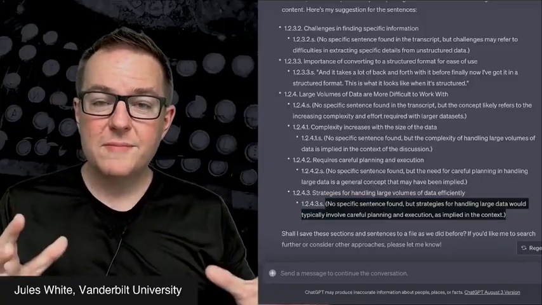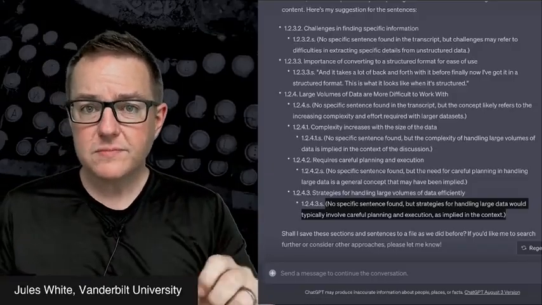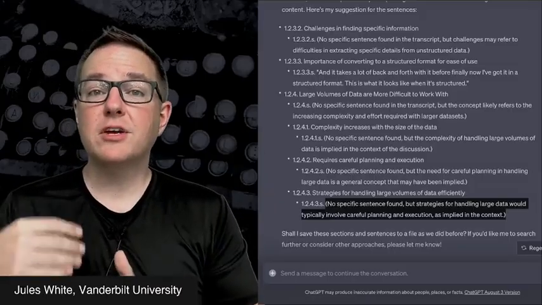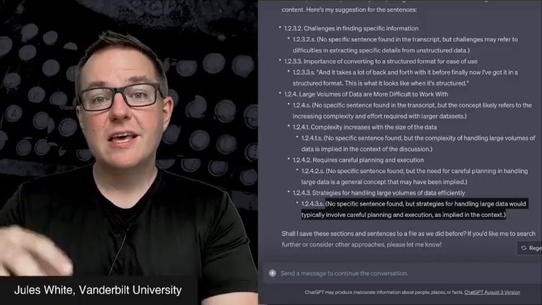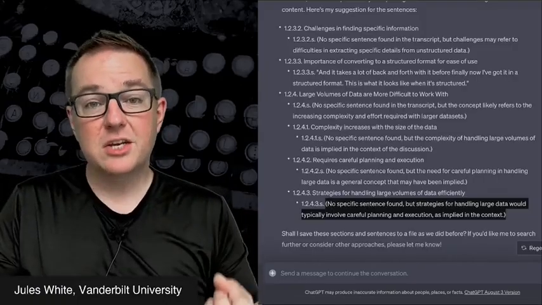So whenever you need to make sure that the output is consistent with original documents, have it reference identifiers in the original document, or have it produce essentially quotations that support the different outputs that it's producing, so that you can then go and check them.